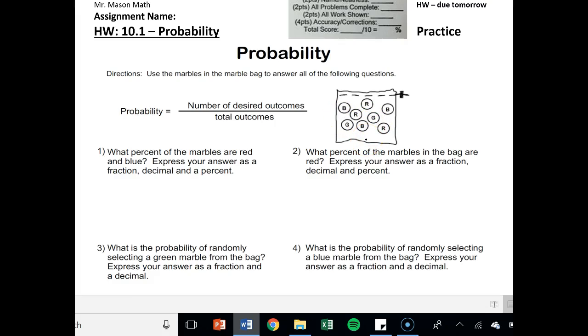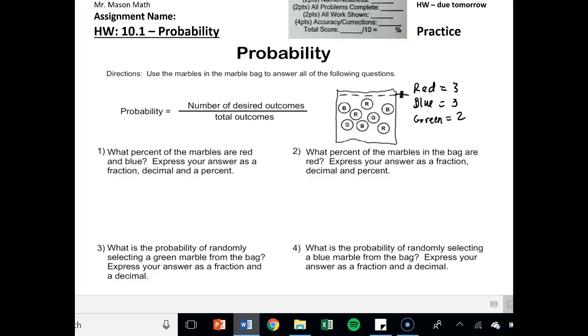So we'll be using this bag right here to determine probability questions. It's helpful right off the bat to count the marbles. For red marbles, I have 3. For blue marbles, I have 3. And for green, I have 2. So a total of 8 marbles in the bag.